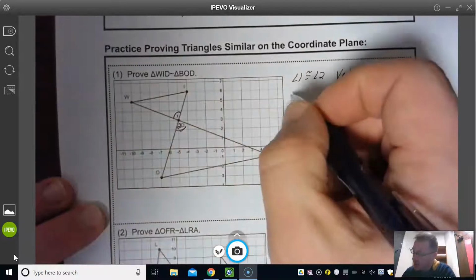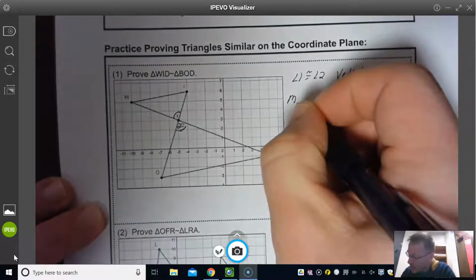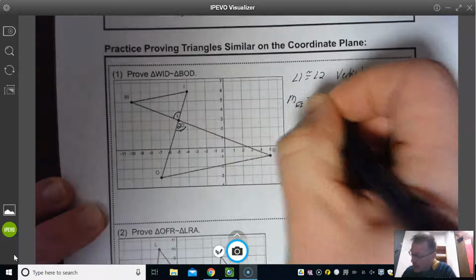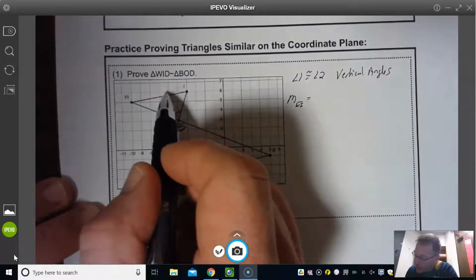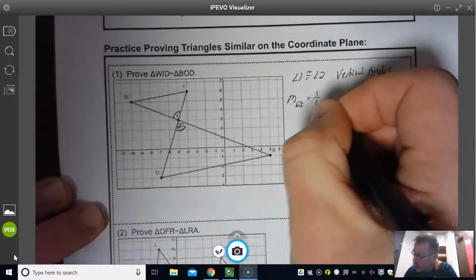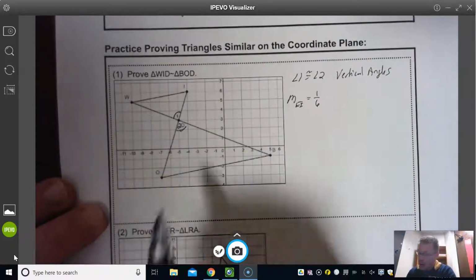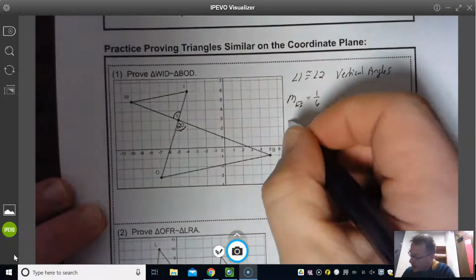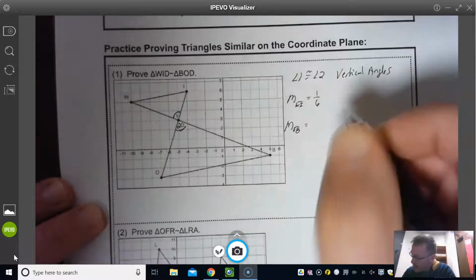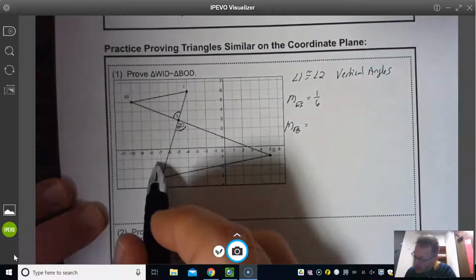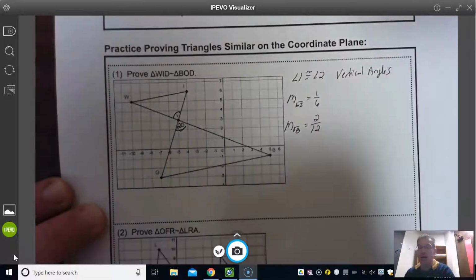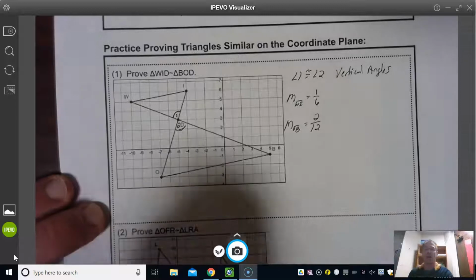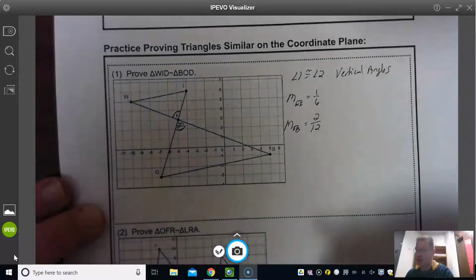So let's find the slopes here. I'm going to look at the slope of WI. When I look at my slope, I go up 1 and I go to the right 1, 2, 3, 4, 5, 6. So my slope is 1/6. And then I'm going to look at OB and its slope. Notice here I go up 2, and then I go over 12. Now, once again, when we're comparing slopes, whether it's for parallel or perpendicular lines, we want those slopes in lowest terms so we can compare them.